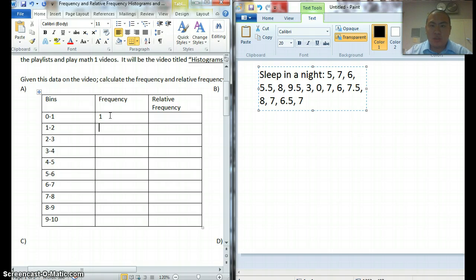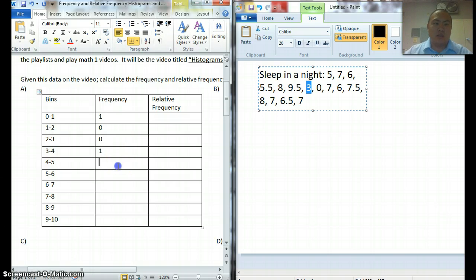From 1 to 2, how many people are from 1 to 2 hours of sleep? Nobody. From 2 to 3, now here's the key part. If you get a 3, it can go into 2 to 3 or 3 to 4. The rule of thumb is if it falls on the border, you always pick the bigger one. You always go to the right. I'll show you why that's to the right when I put it there. So there's 0 from 2 to 3, but there is 1 from 3 to 4.